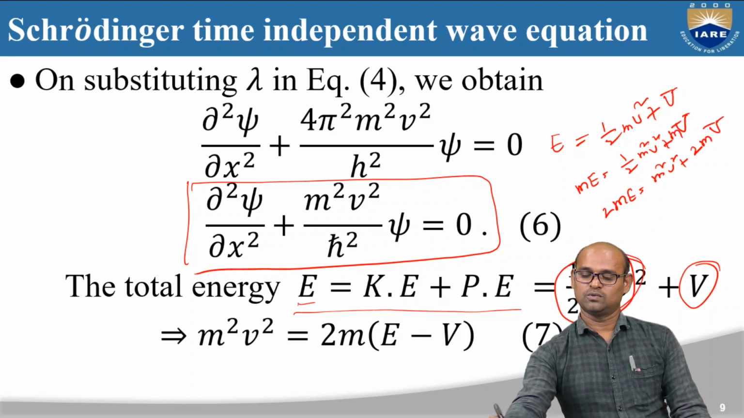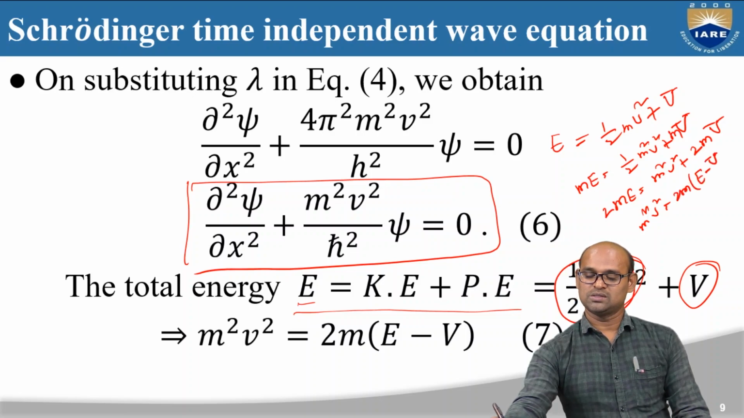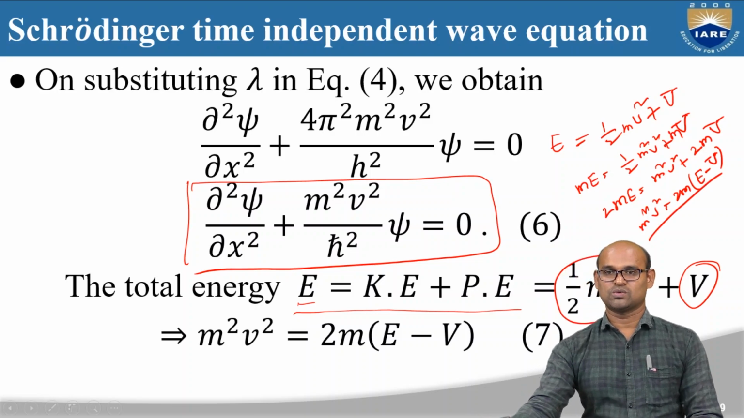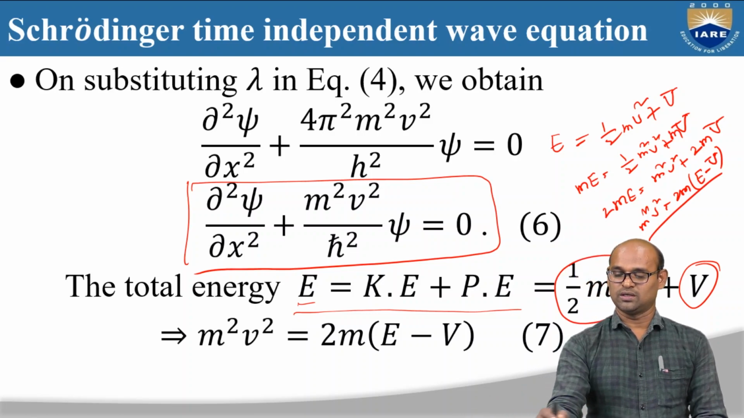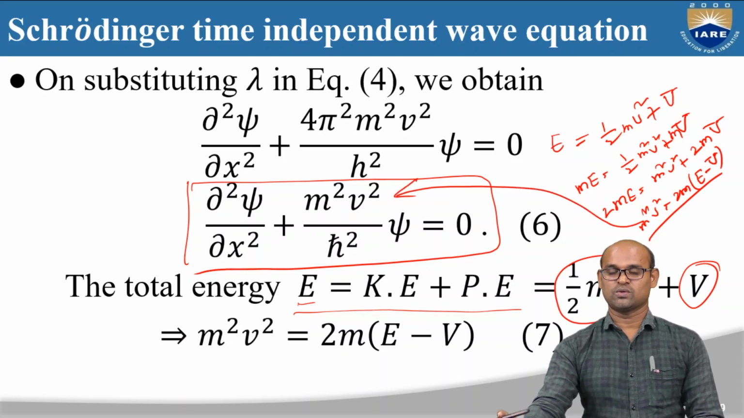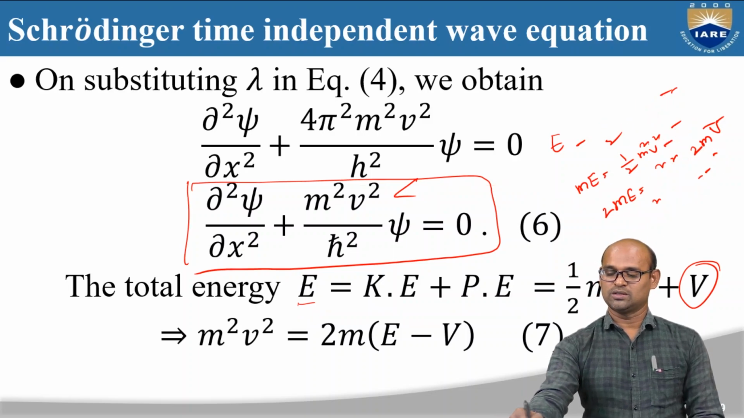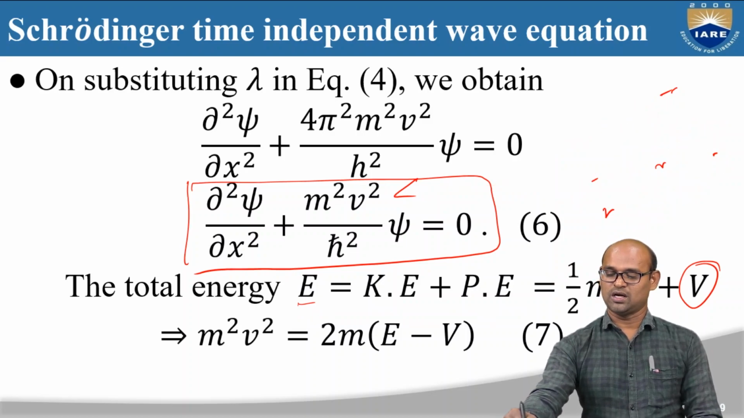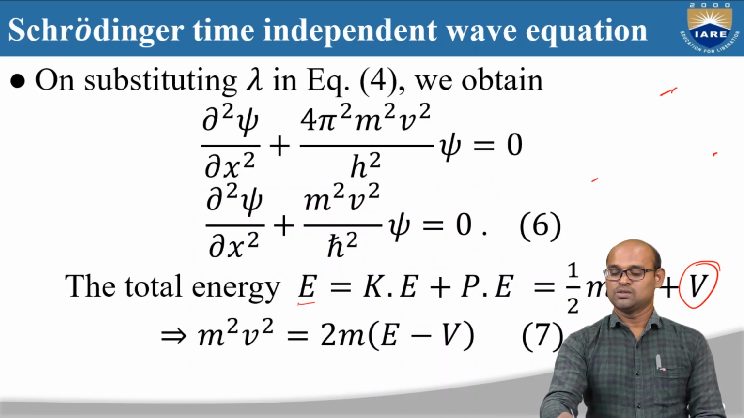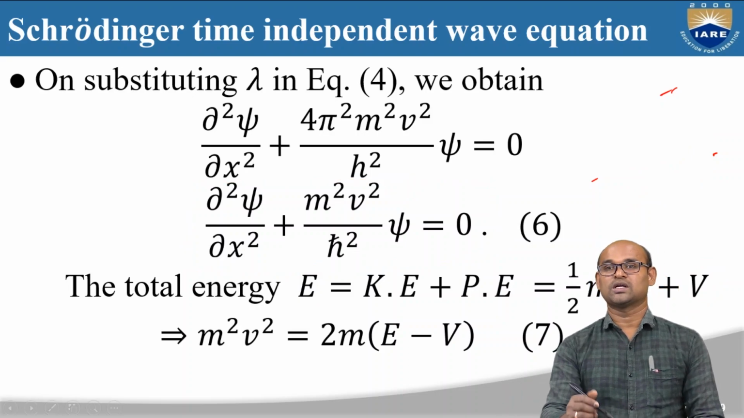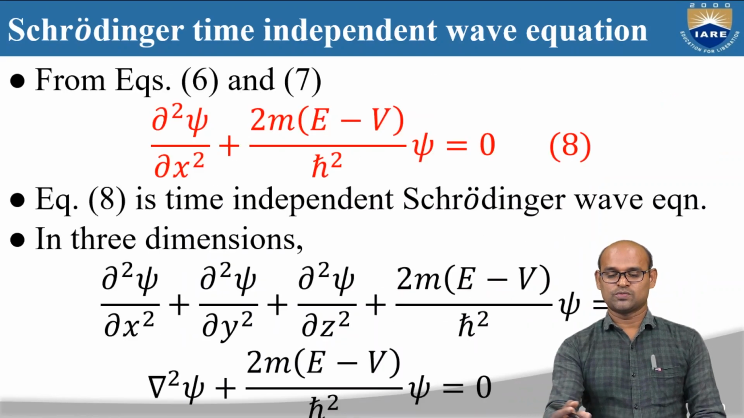Now I want to get what is m square v square. So m square v square is equal to, I'm going to take V to this side, so 2m is constant, 2m into E minus V. So this is what I got for m square v square. I'm going to substitute this m square v square in this equation to get the complete equation in terms of energies, potential energy and total energy. So I've substituted m square v square is equal to 2m into E minus V.